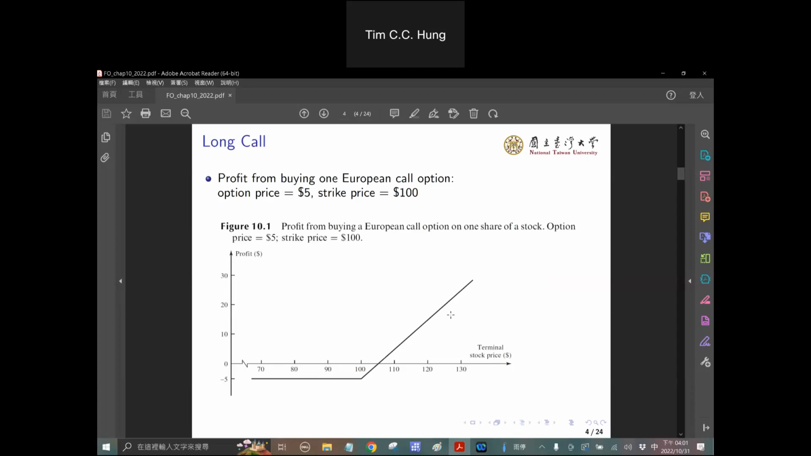If we draw a payoff diagram of a European call, the payoff diagram looks like this, a 45-degree line. This is the payoff diagram of a long European call. You can see what the difference is between these 2 diagrams. It's just that for the P&L diagram, we shift the whole figure downwards by $5. Why is that the case? It's basically because the option price is $5.